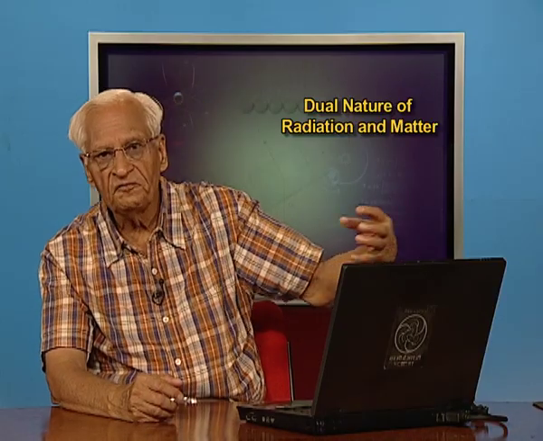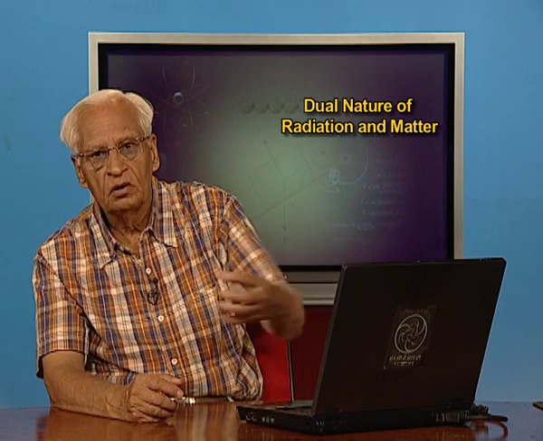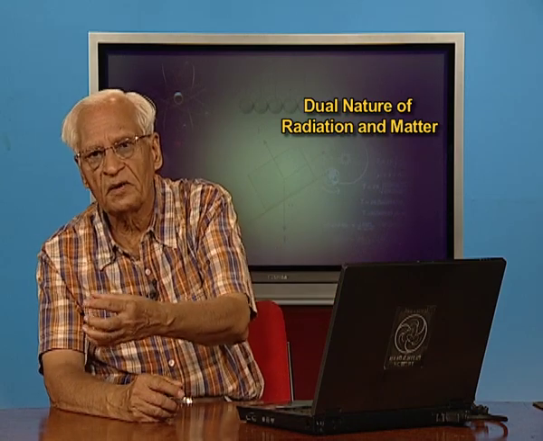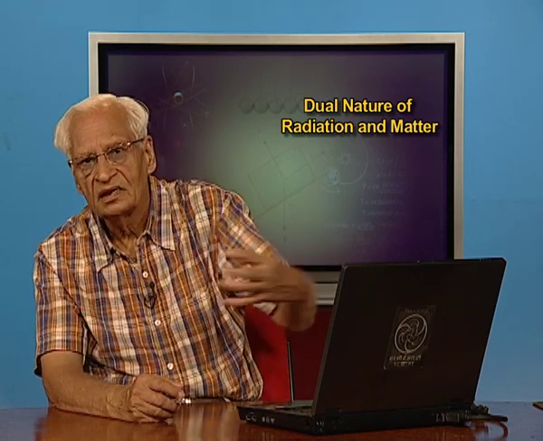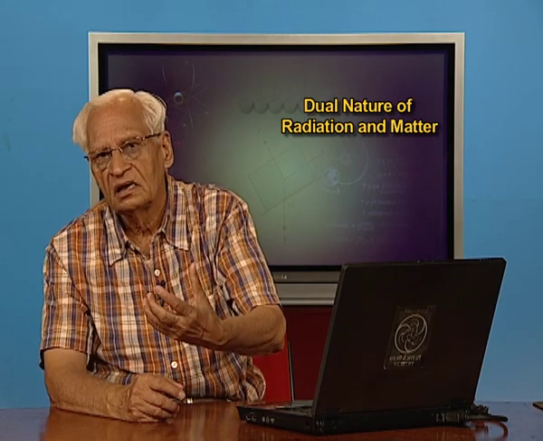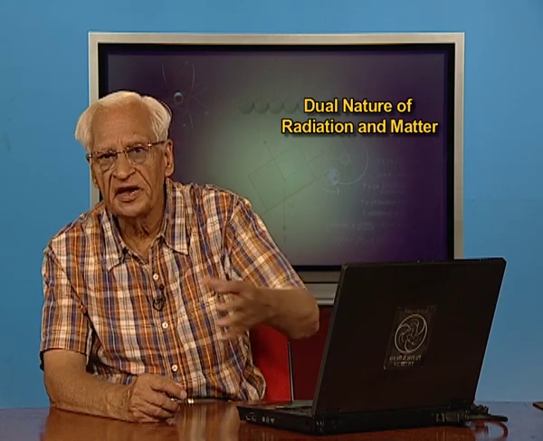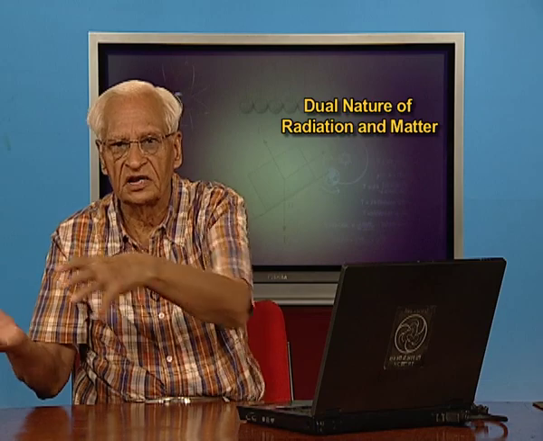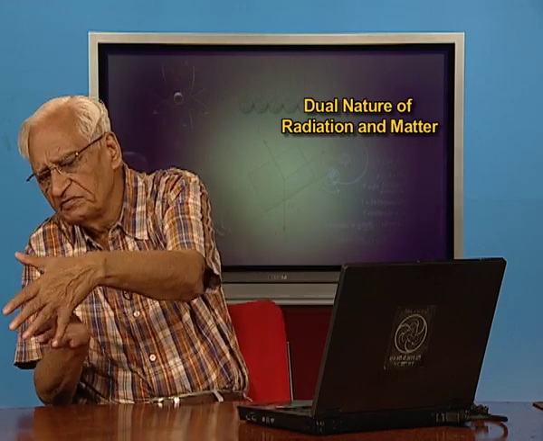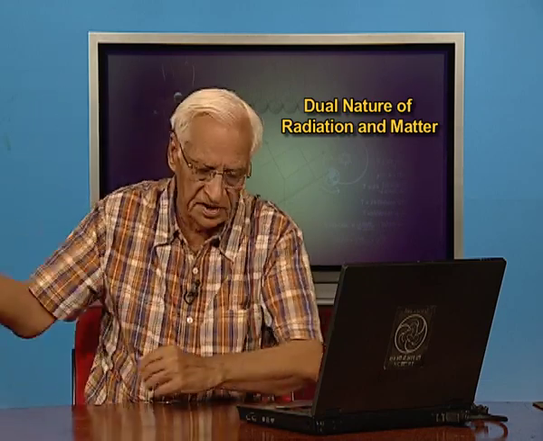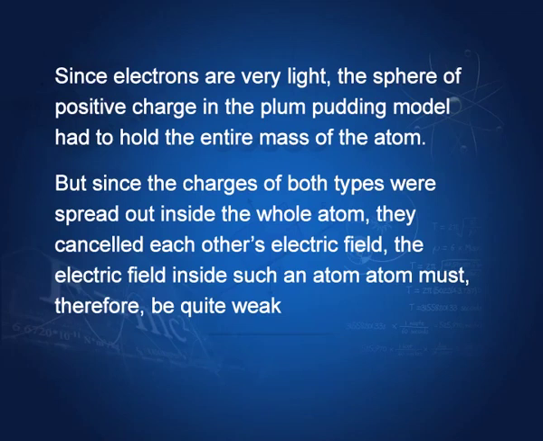so that if we throw a beam of alpha particles, they would go through this. Because the electric field is weak, they would not be deflected very much, and they would just go with very little deflection, they would go straight. Let me repeat, the electric field inside such an atom must therefore be quite weak.